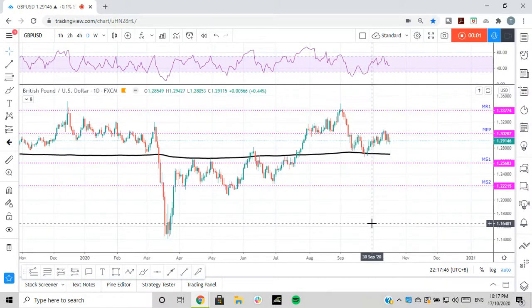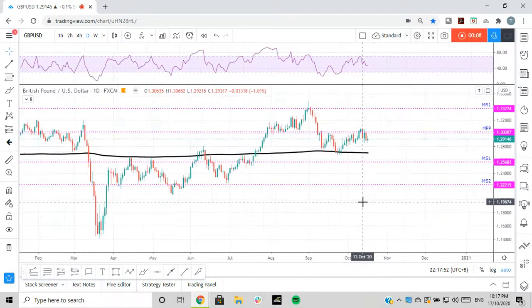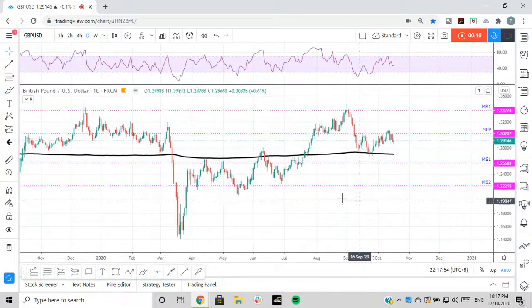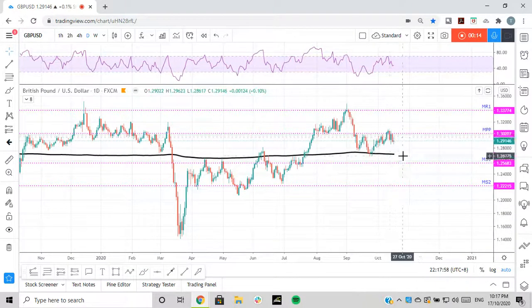Okay, hi traders. So this is a video analysis on pound USD. So let's start off on the daily time frame. Now on the daily time frame, you'll notice that for now we are actually going on the downtrend really.